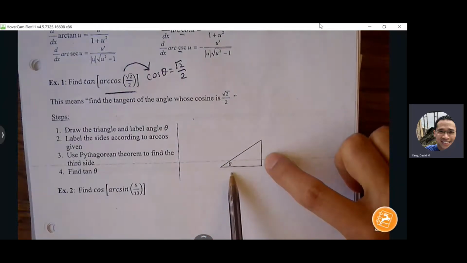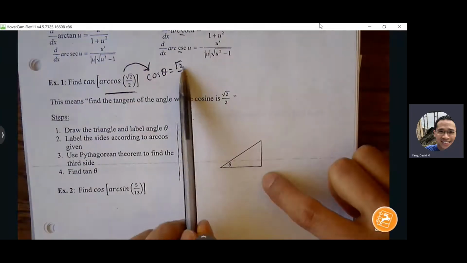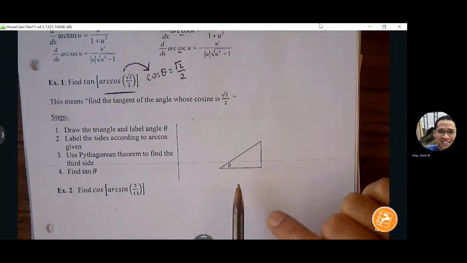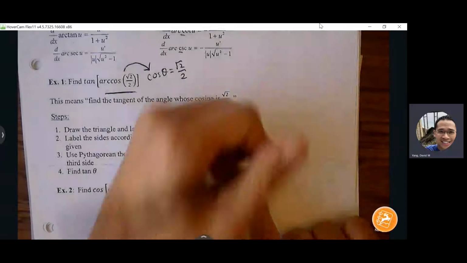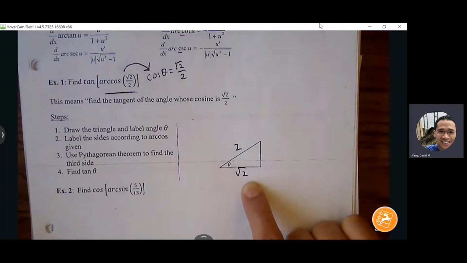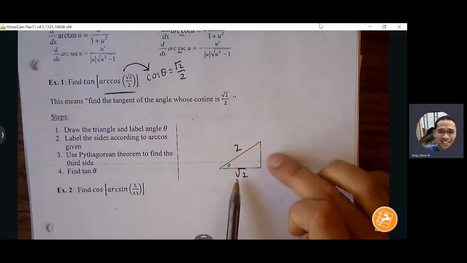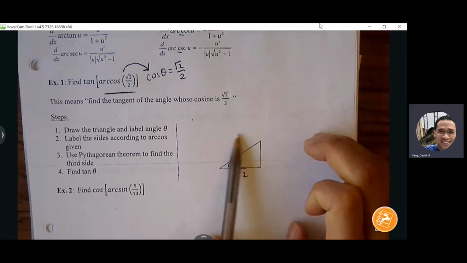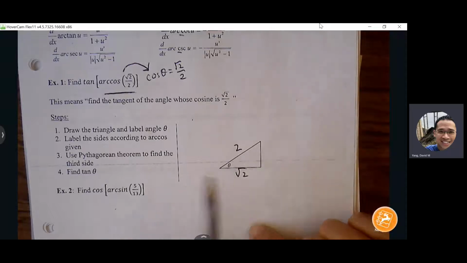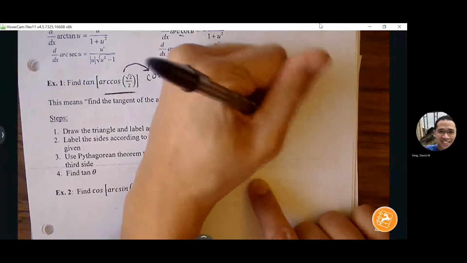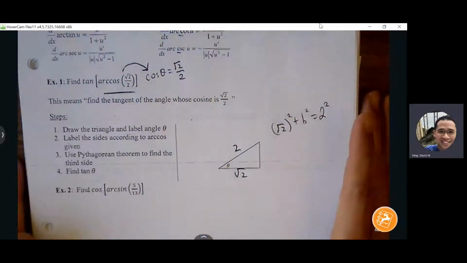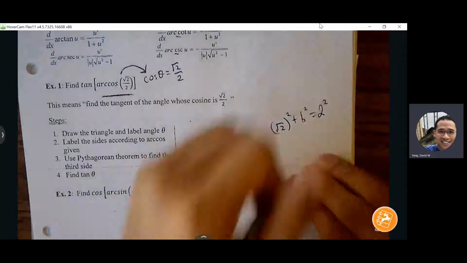We're going to create a triangle. Cosine, SOHCAHTOA, where does the root 2 and 2 go? Adjacent over hypotenuse. Now, this information alone can allow us to find that missing third side, right? A squared plus B squared equals C squared. 2 plus B squared equals 4.